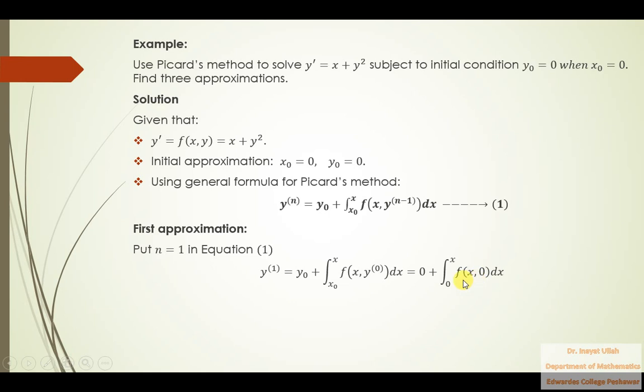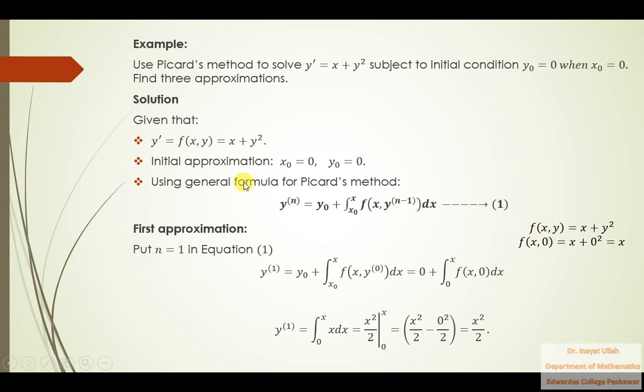Now what is function of x comma 0? We need to replace function of x comma 0 here, and that will be obtained from this equation. So from this equation you see that function of x comma y is given to you as x plus y square. So function of x comma 0, replace y by 0, is equal to x plus 0 square. X plus 0 square is equal to x, so function of x comma 0 is actually x.